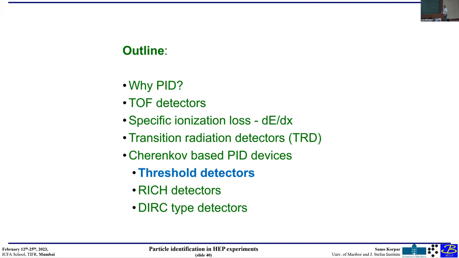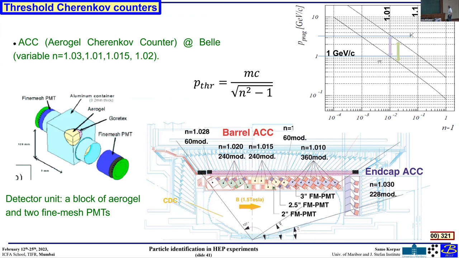So there are three types, as we discussed: threshold detectors, RICH types, imaging, and internally reflected Cherenkov light. We will start with one example of a threshold Cherenkov counter from the Belle experiment. It was based on aerogel. There was a block of aerogel with different refractive indices aligned with the kinematics of the event, and with fine mesh PMTs, because there is a strong magnetic field, and this is one of the detectors that works reasonably well in a magnetic field.